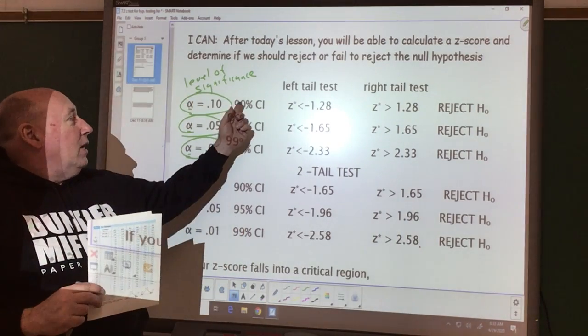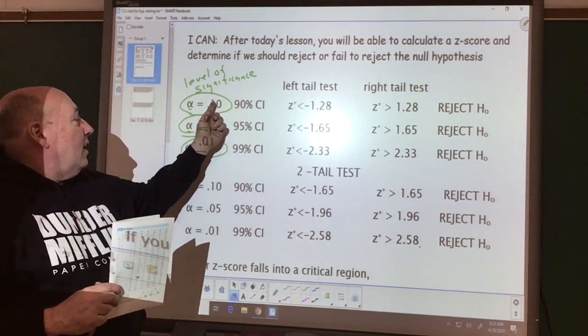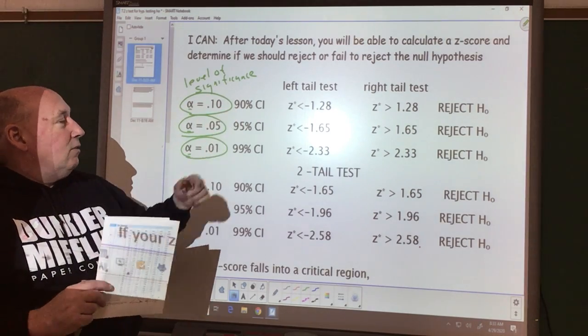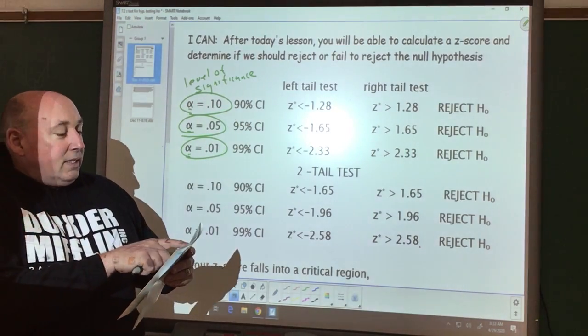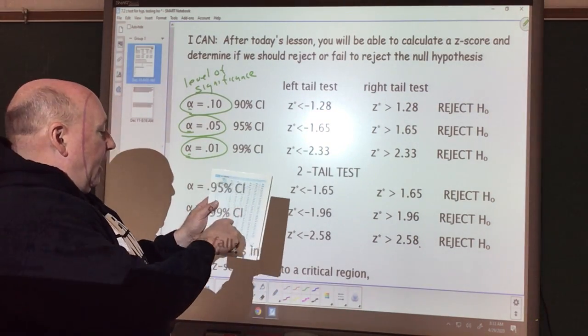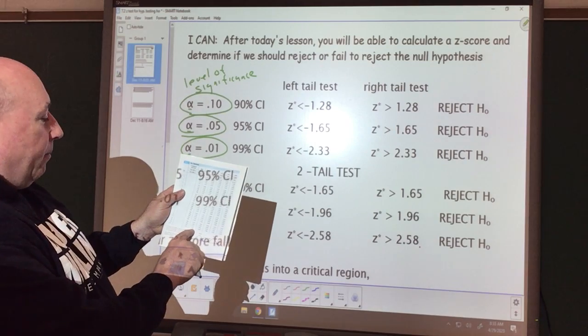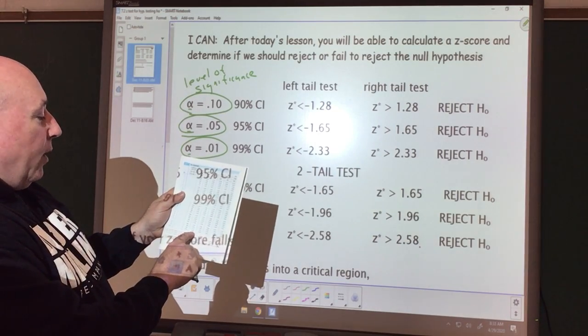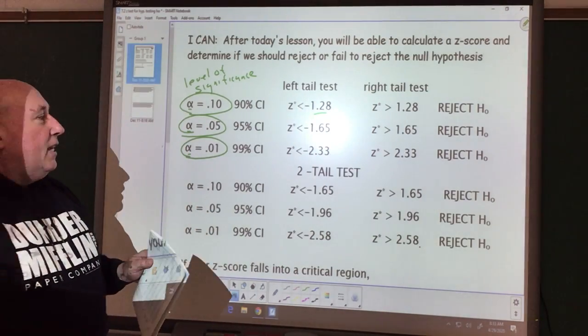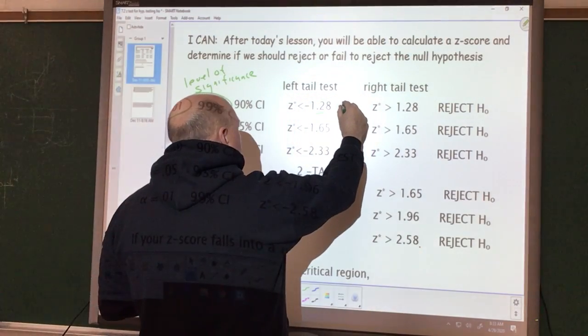If I had a one-tail test here, with an alpha value of 0.10, I go to one tail, an alpha value of 0.10, which is the second column, and I take it all the way down to the bottom. We have a value of 1.282, which is this value right here. So these are your critical values.